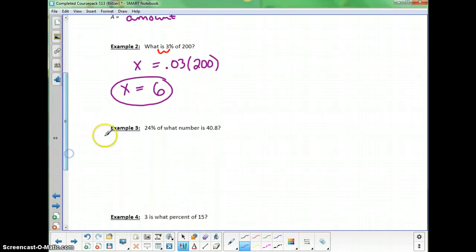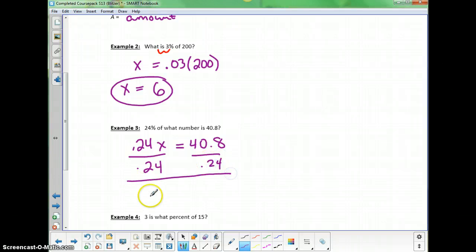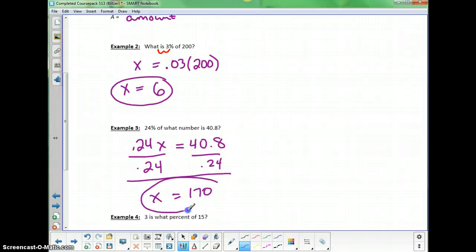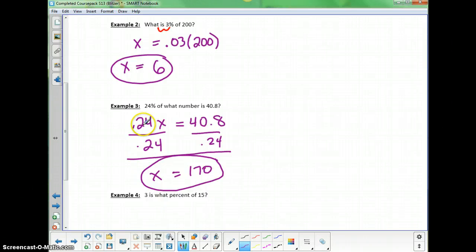Alright, the next one is also written straight in math language. 24%, that's 0.24, of is multiplication. What number, so multiply by x, is equals 40.8. Now to solve that, since these are multiplied, we're going to want to divide by the 0.24 on both sides. So x is equal to, let me grab a calculator, 40.8 divided by 0.24, 170. So 24% of 170 is 40.8. So in this case, the percent was 0.24, the base, the original value, was 140, and the amount was 40.8.